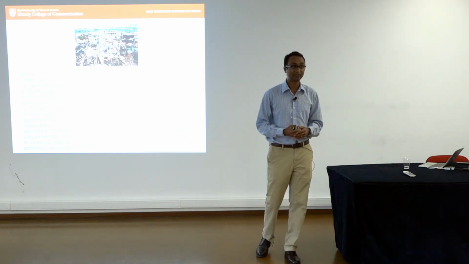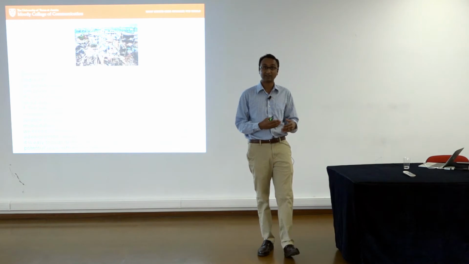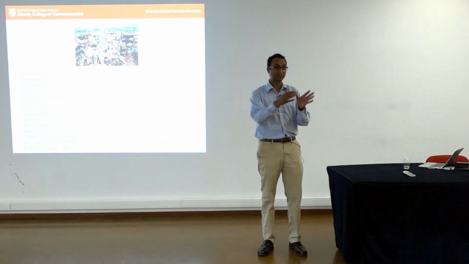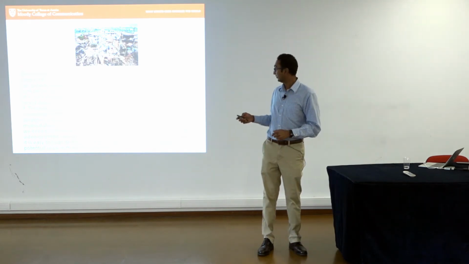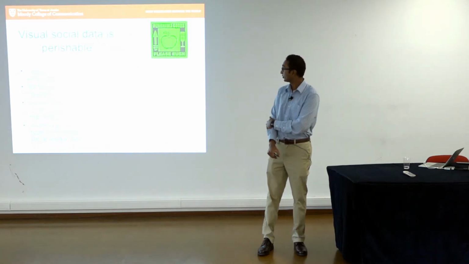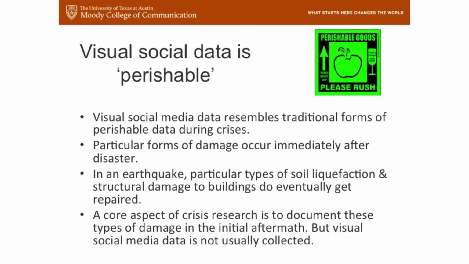So I'm currently involved in a project of looking at that in the context of Hurricane Harvey. So this kind of continues that line of work. What I try to do is make an argument that visual data is often perishable. Now I know this smacks against some of the logic that if you post something online, it's always there. True, but is someone going to find it?